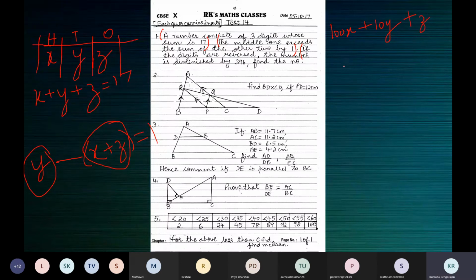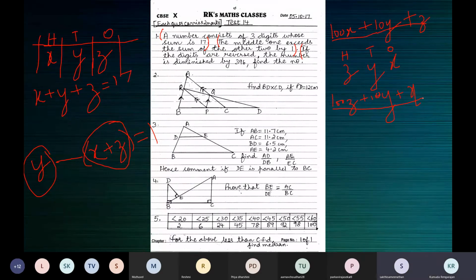Now the digits are reversed. So it will become z, y, x. Z comes to the hundreds place. So now we have 100z plus 10y plus x. These are the two numbers. This is the original number, and this is the number formed when the digits are reversed. Correct?